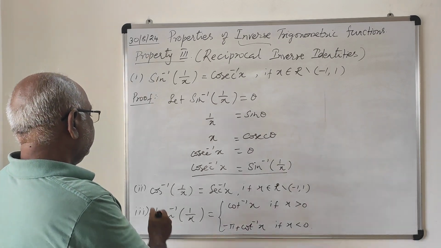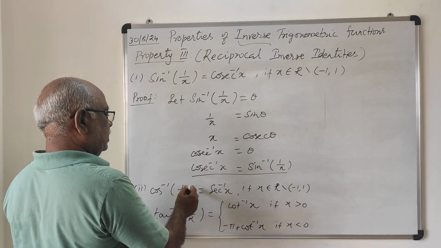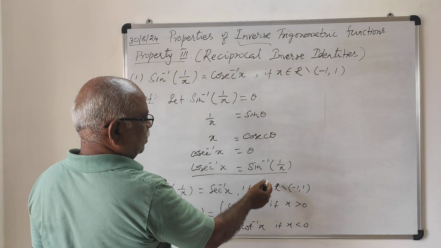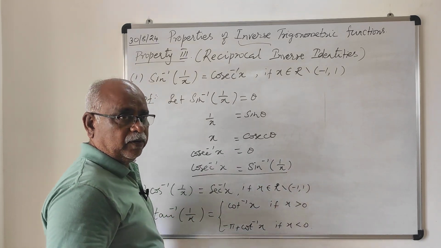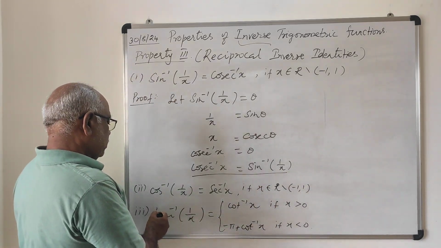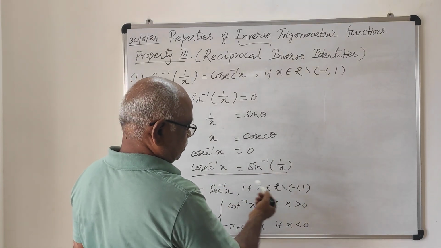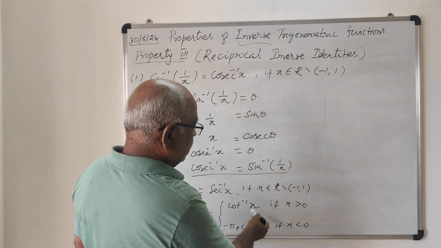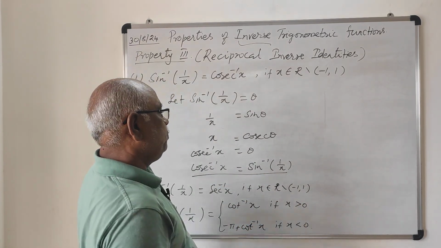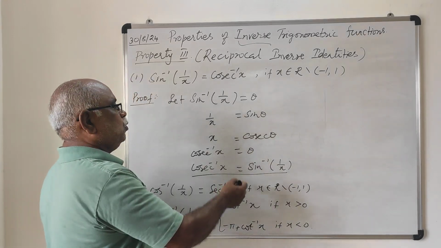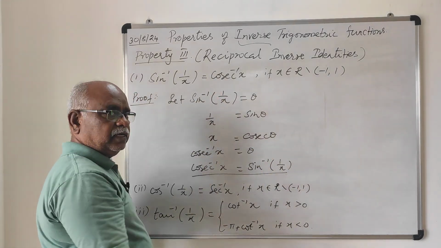Similarly, the second result, cos inverse 1 by x is secant inverse x, if x belongs to the real line except the open interval minus 1 comma 1. And the third one is tan inverse of 1 by x equals cot inverse x if x is positive, and minus pi plus cot inverse x if x is negative. These two results are also proved by the same method as the first result.